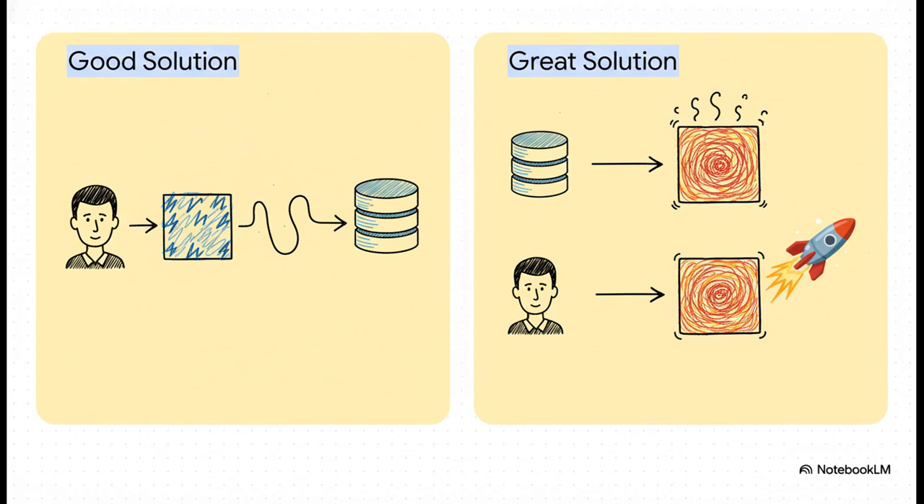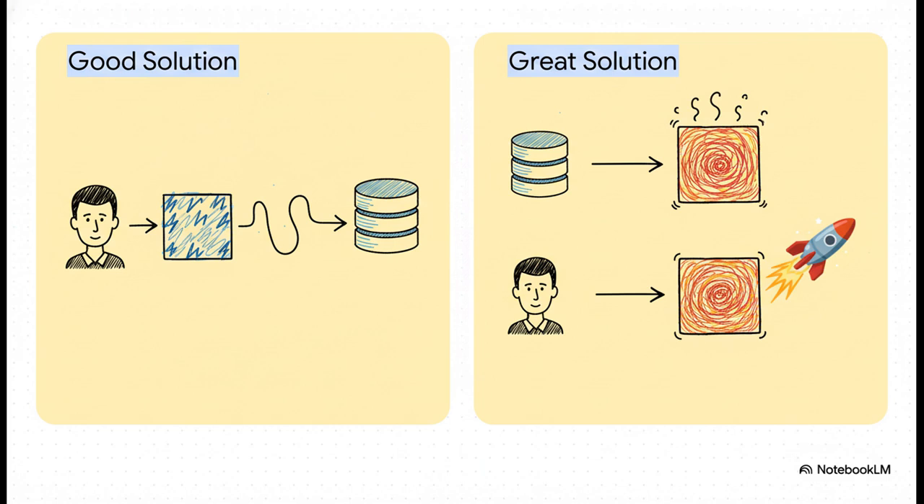So, how do we get fast? The answer is caching. Now, a good solution is to stick a Redis cache in front of the database to store results for a few minutes. That helps, but what happens when the cache is empty? That first user still has to wait for a slow database query.